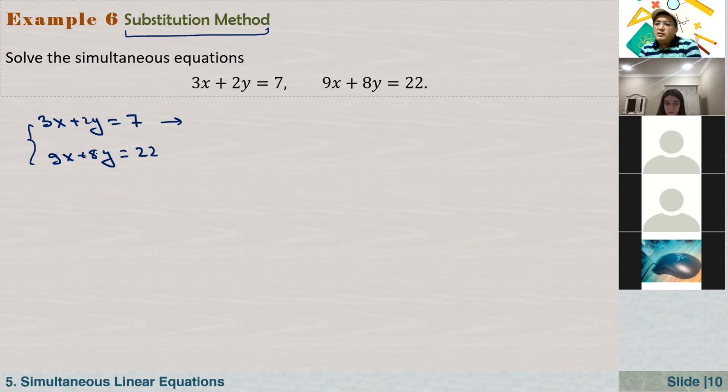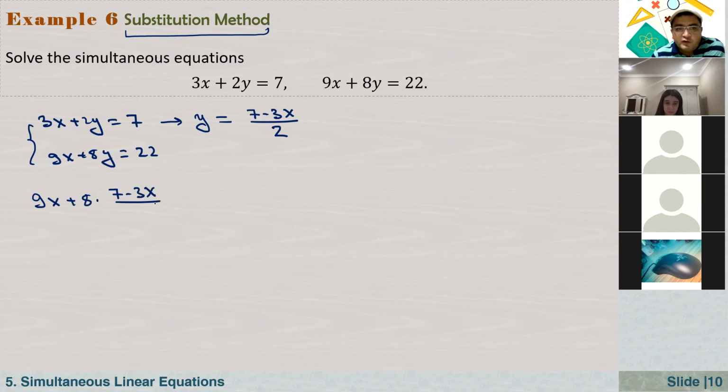In chapter 3, we learned how to make a variable the subject of a formula, right? So from here, what is y? Y is equal to (7 minus 3x) over 2. And now I will substitute this value into the second equation. And that's why it is called substitution method. So now if I substitute into the second equation, we have 9x plus 8 times y. But what is y now? Y is (7 minus 3x) over 2.